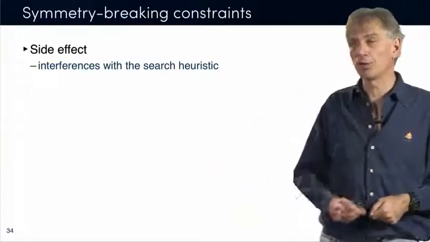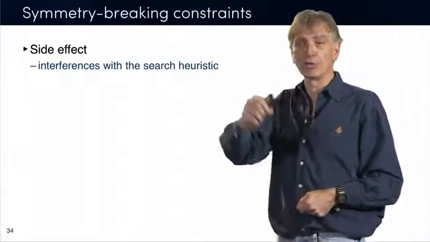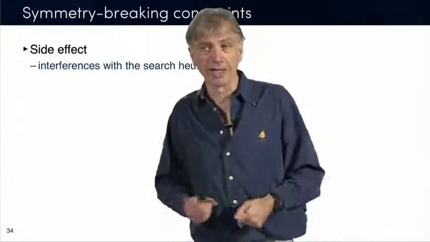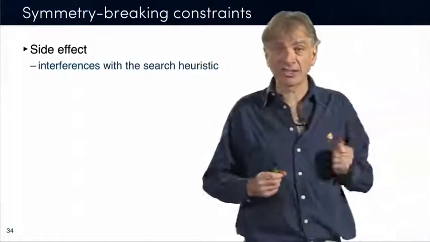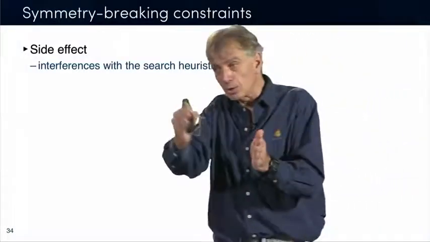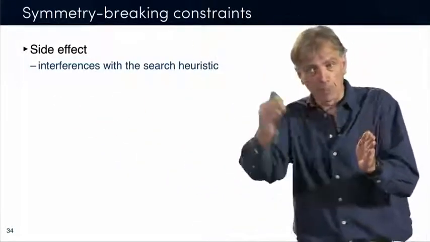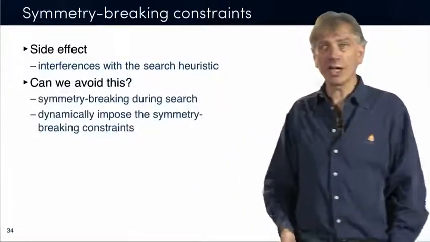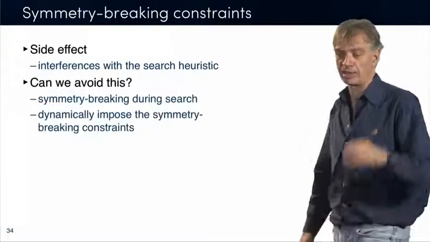If you wanted, for instance, to use a heuristic that was using the first fail principle, the smallest domain, and then let's say the scenes that are the most expensive first, you were not doing that, because these symmetry breaking constraints were imposing a particular order. So can we actually get rid of this? And the answer is yes.